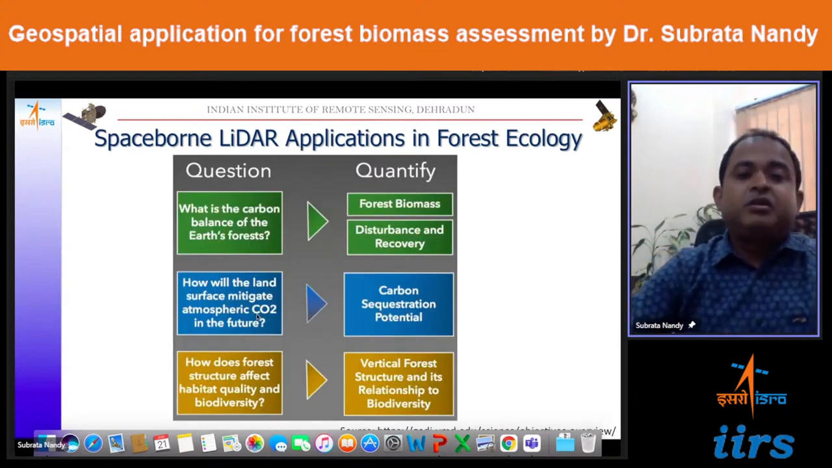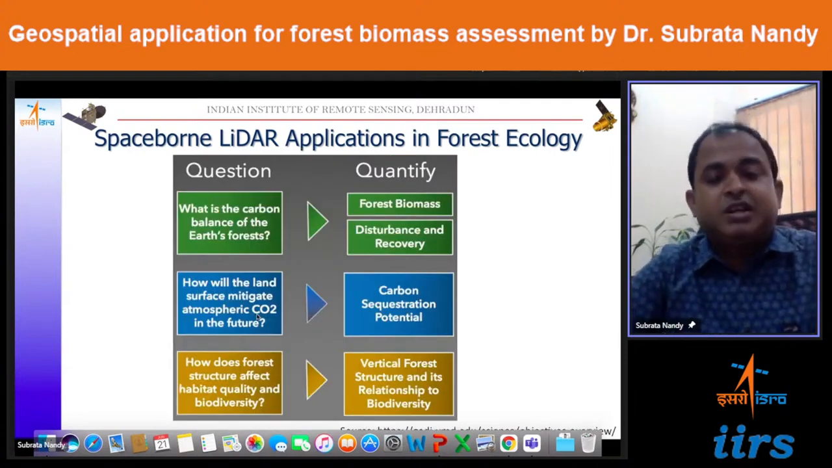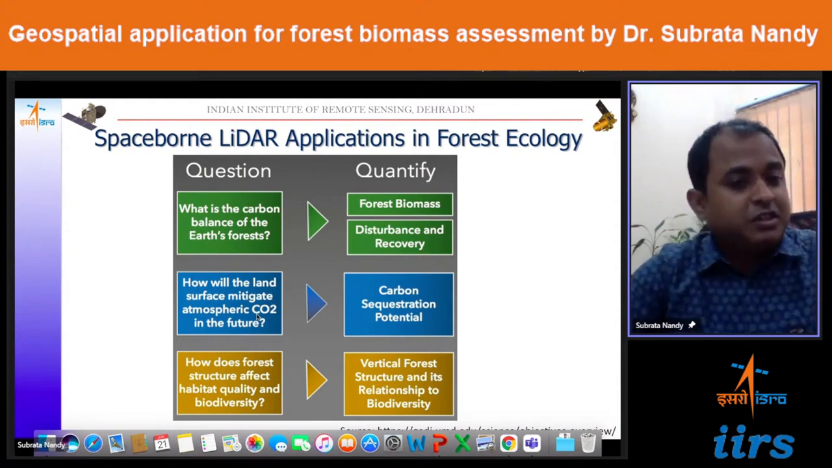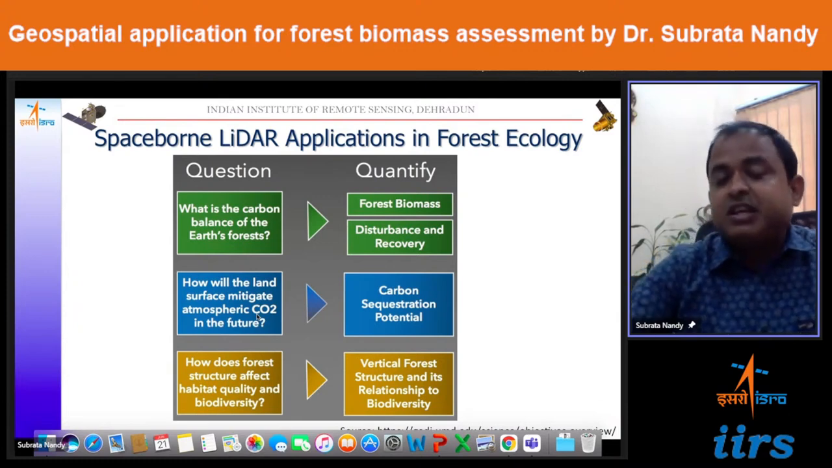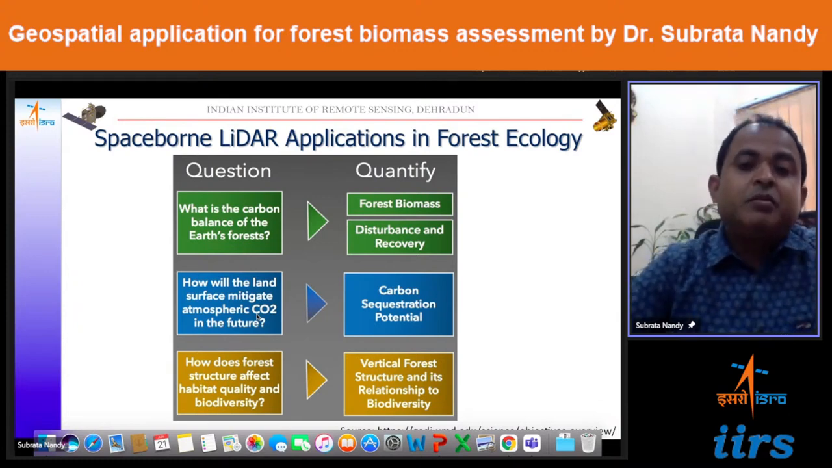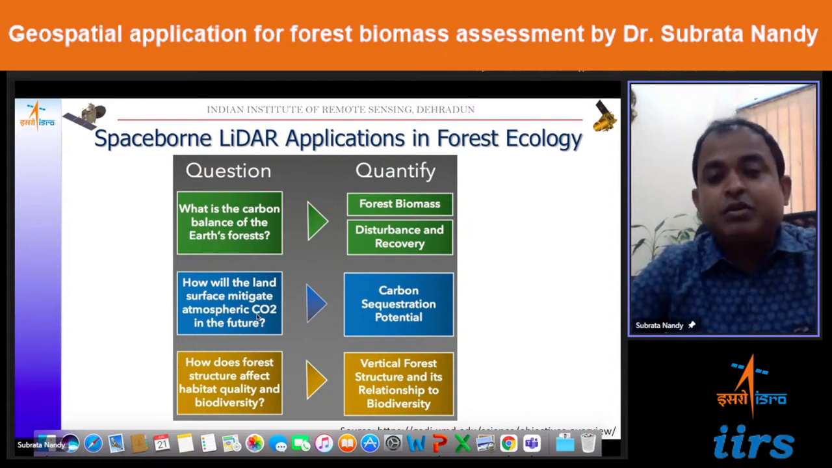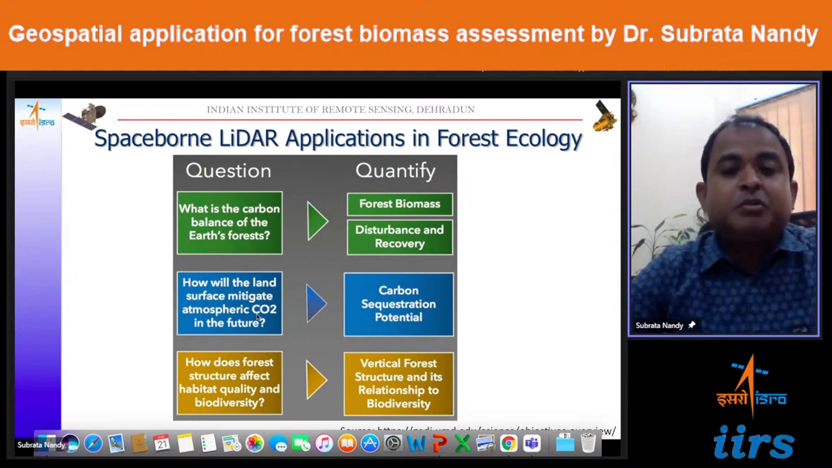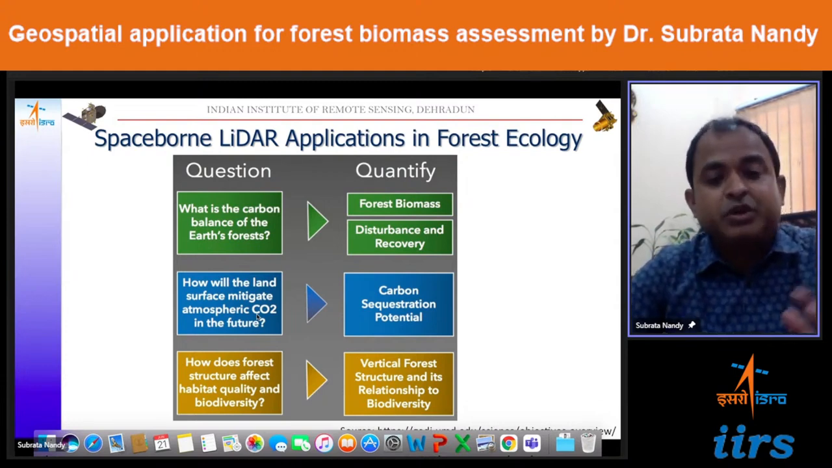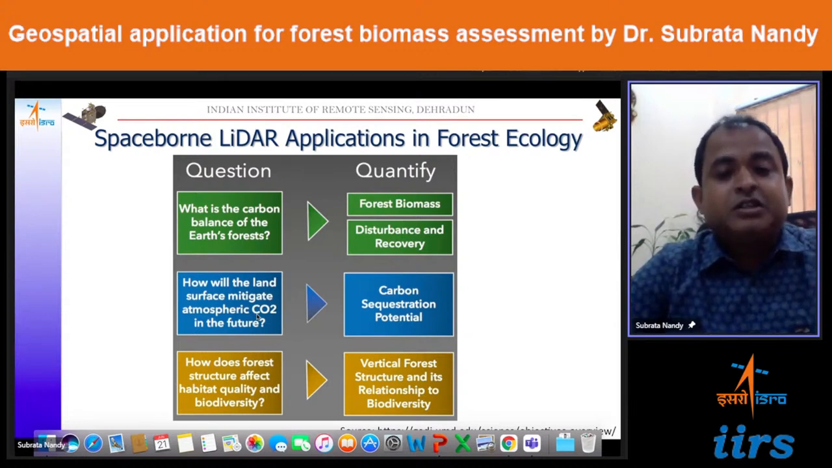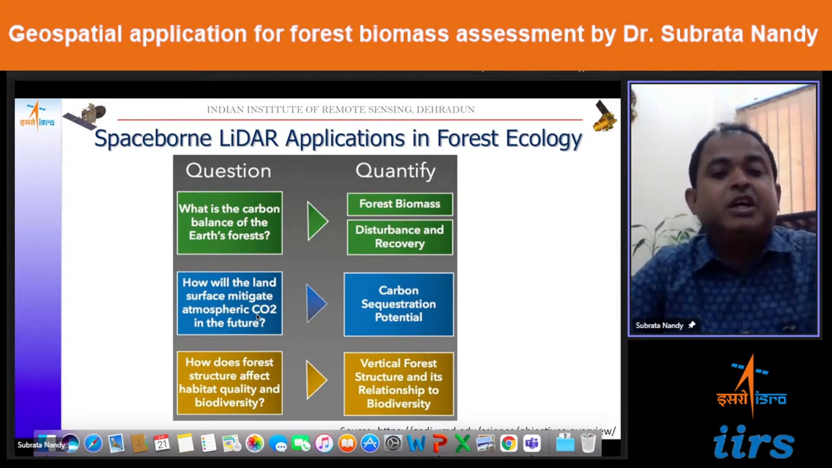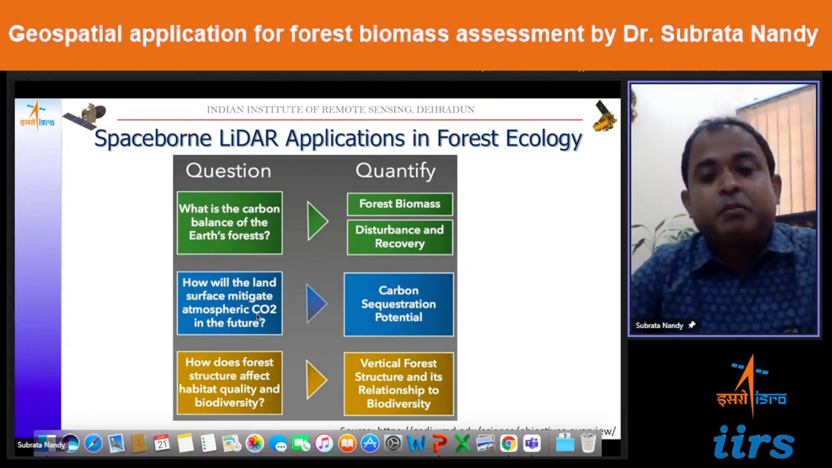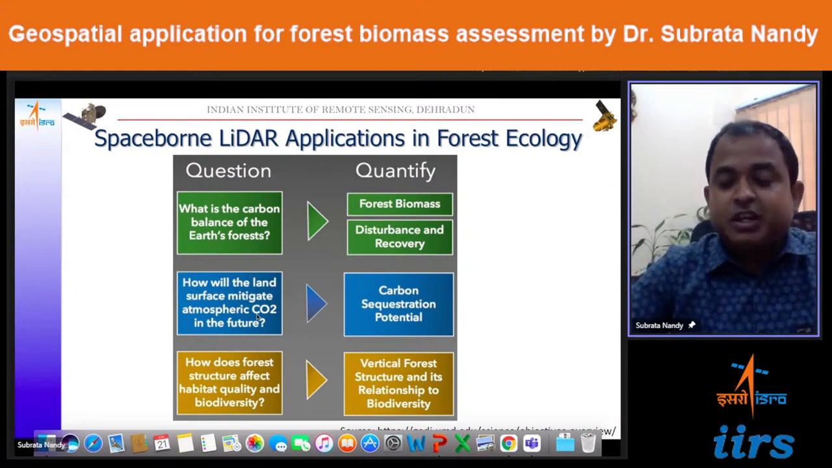Now, the various questions that we generally come across, like, can we get the carbon balance of our forest? Yes, this can be addressed through this kind of methodology by quantifying forest biomass and also studying disturbance and recovery. By studying the carbon sequestration potential, we can give answers to how the land surface will mitigate atmospheric CO2 in the future. Vertical forest structure and its response to biodiversity can also be quantified using this kind of data.